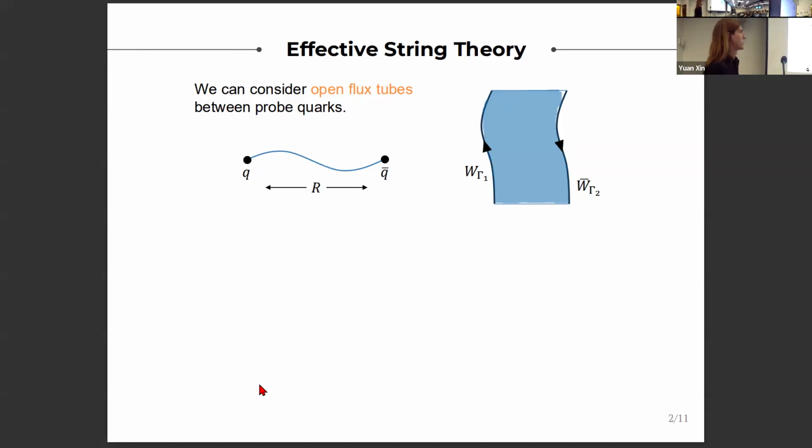As you let this flow over time, it'll sweep out some worldsheet, which will be bounded by Wilson lines, which are just the world lines of these points. So the point is that if you want to study correlation functions of Wilson lines in pure Yang-Mills, you better understand how to. So if you want to describe that from a worldsheet perspective, you need to understand open strings.